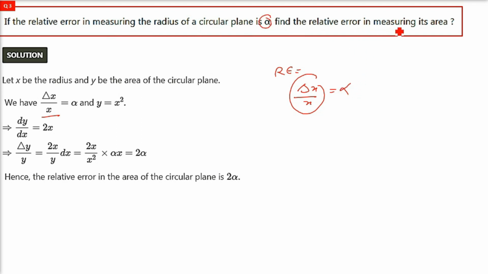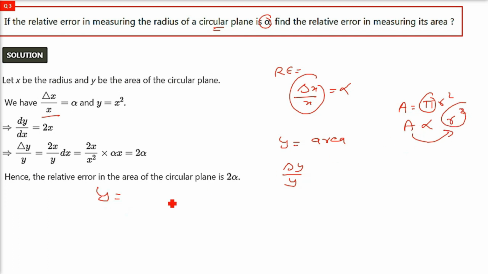Find the relative error in measuring its area. So if we assume y as the area, so this delta y by y has to be computed. Now area is actually pi r square in case of a circle. So area is directly proportional to r square. Let us call r as x to make it simpler. That's why we have taken area as y, because we understand x and y. So y is equal to pi r square, and when you differentiate it, it is going to be equal to 2 pi x. So 2 pi x is your dy by dx. That we are going to use just now.